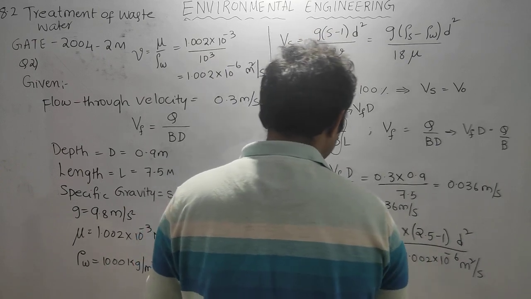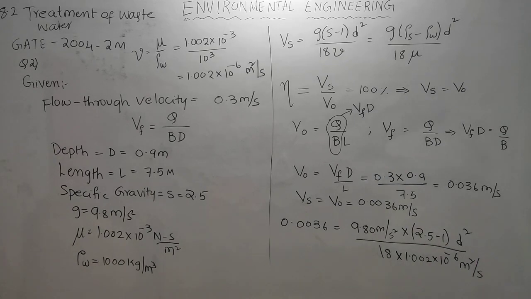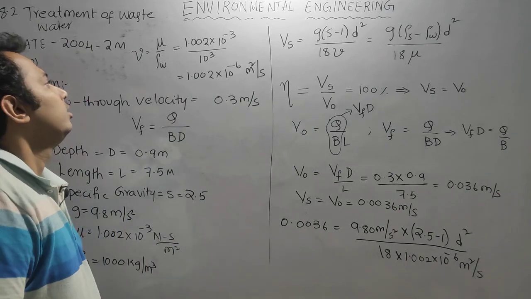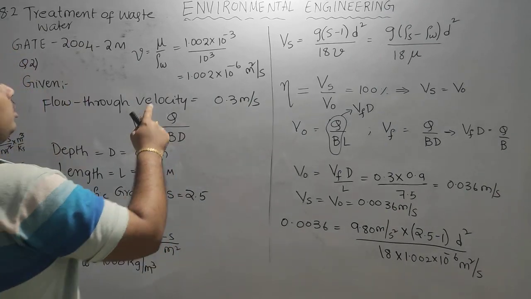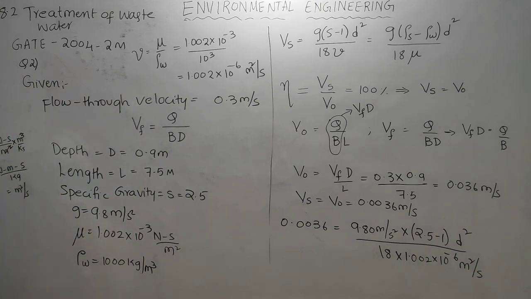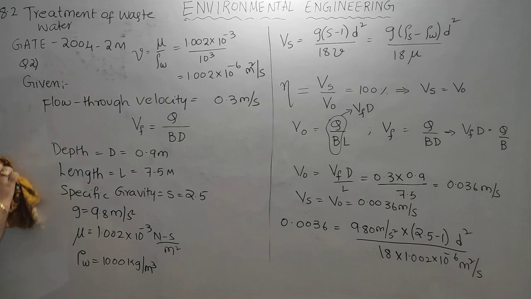So if you solve this, we will get the answer, the diameter of the particle. Here, this conversion is very important. See, here mu is given in Newton second per meter square.